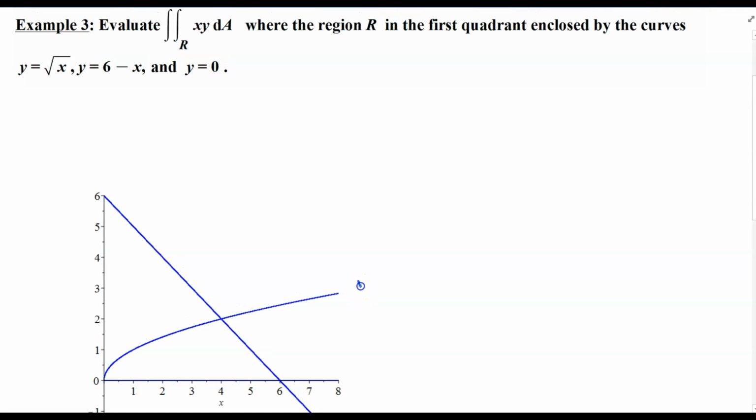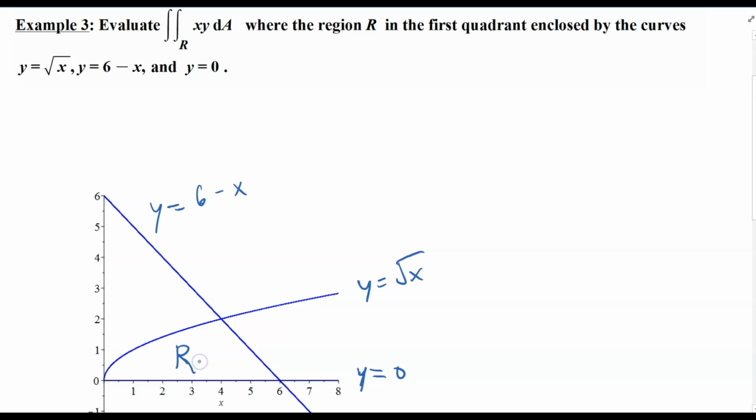Alright, so we've got the square root graph. Again, I did this in Maple. We could do this in a graphing calculator or Desmos. Alright, y equals 0. Remember, that's the horizontal line passing through height y equals 0, which is the x-axis. So what are we talking about? The region R is enclosed in the first quadrant by these curves. This is our region R inside of those three curves.